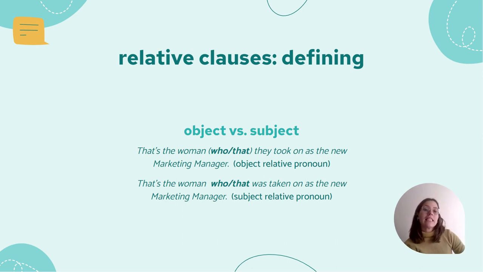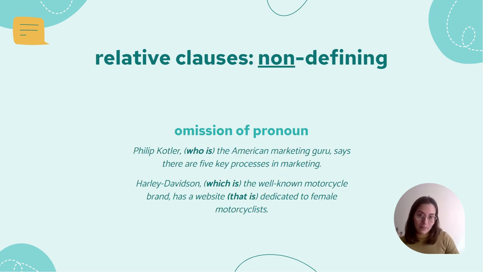On the other hand, the second example, it's very similar, the information would be the same, but now the woman is a subject because I've got passive. That's the woman who was taken on as the new marketing manager. In this case, I cannot take it out. Test it, try it. That's the woman was taken on. Doesn't make any sense now. So I need it. When it's an object, I can choose it.